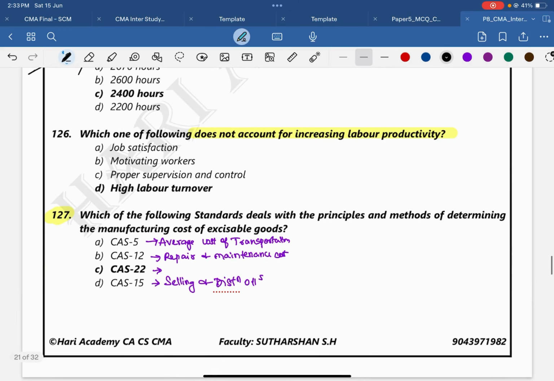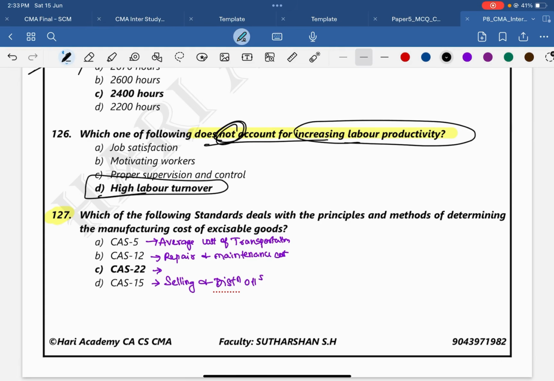Okay. Which one of the following does not account for increasing labor productivity? Does not account for increasing labor productivity, it is high labor turnover.